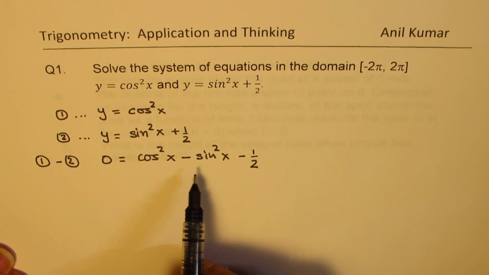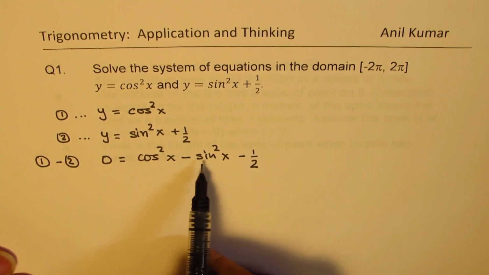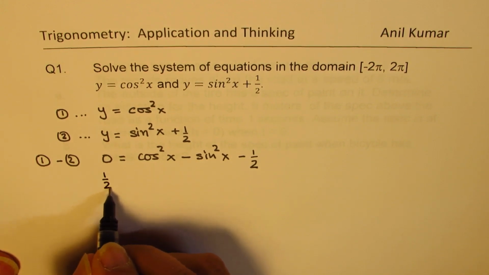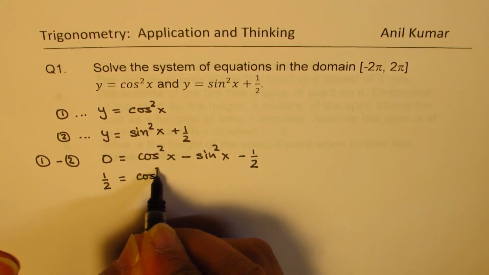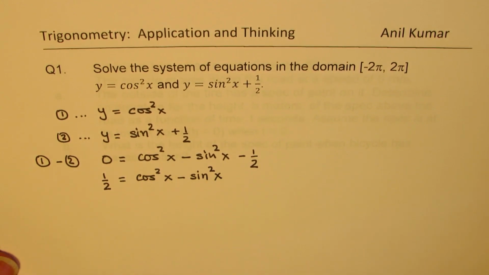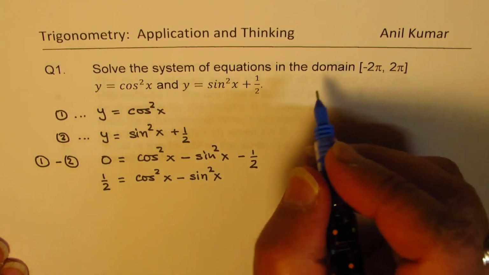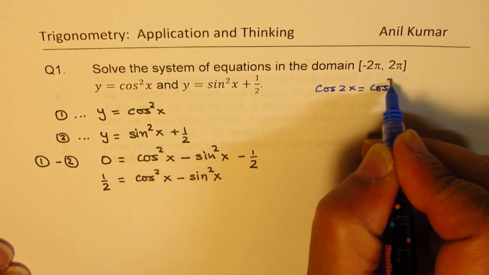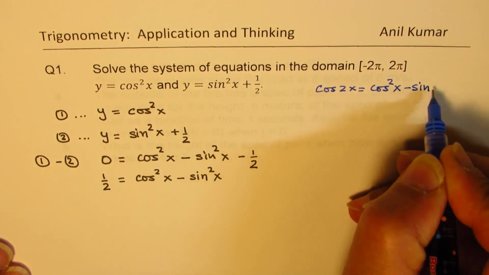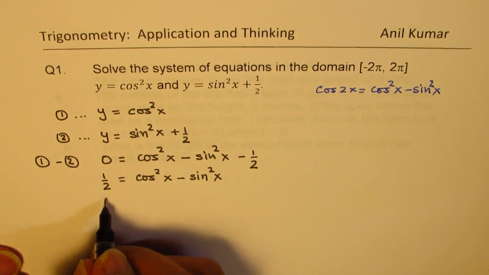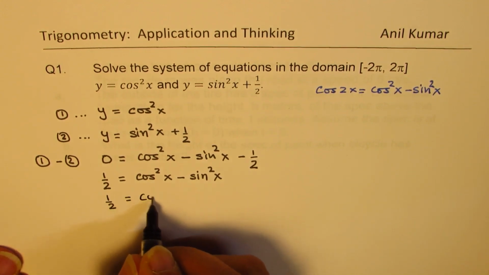Now we know an identity which relates cos square x and sine square x. So I'm going to take minus half to the left side. So I'll write this as half equals cos square x minus sine square x. I hope you remember the identity of cos 2x. Cos 2x is basically cos square x minus sine square x. Correct? So we are going to use this identity here. So we get half is equal to cos 2x.